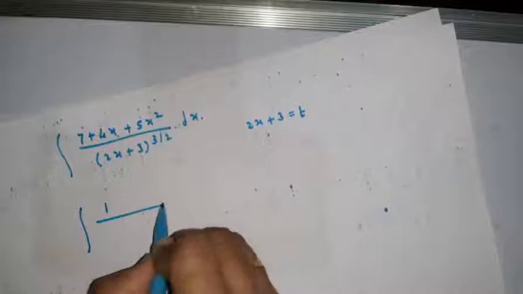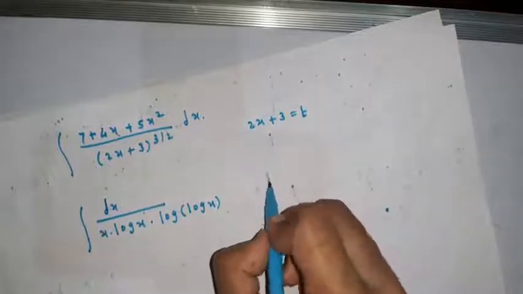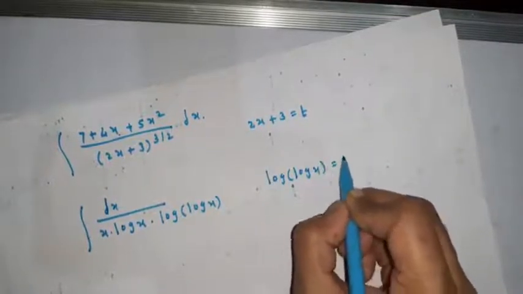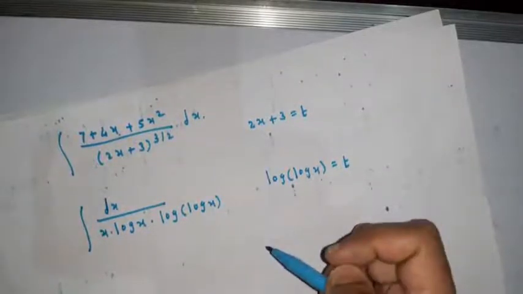Okay, the next problem is that integration of 1 upon x into log x into log of x. The problem is very easy. If you give the substitution, that is log of x equal to t, for this substitution, the problem becomes very easy.